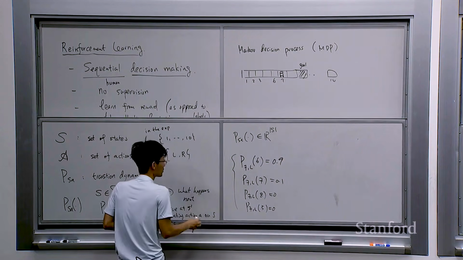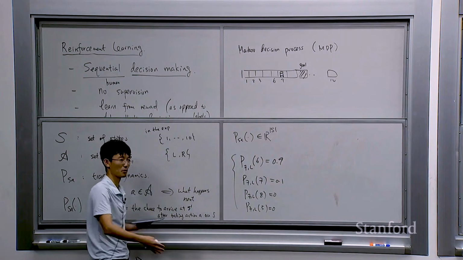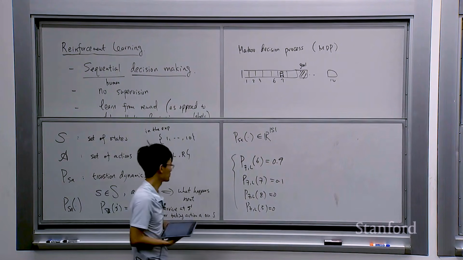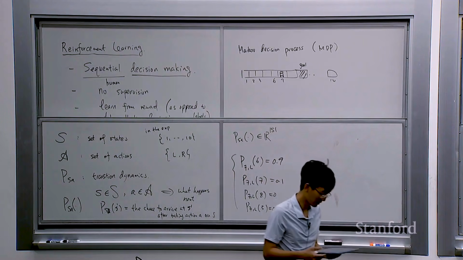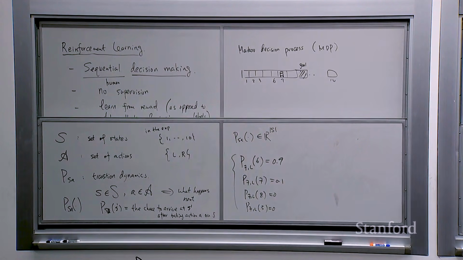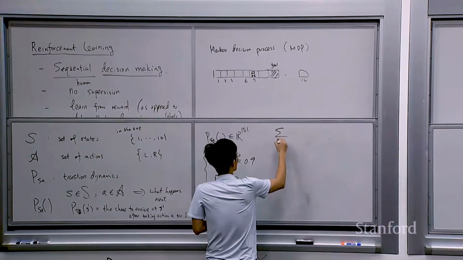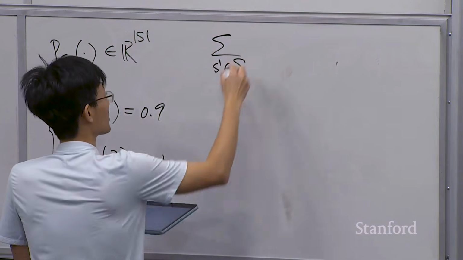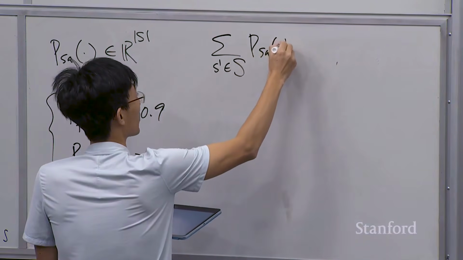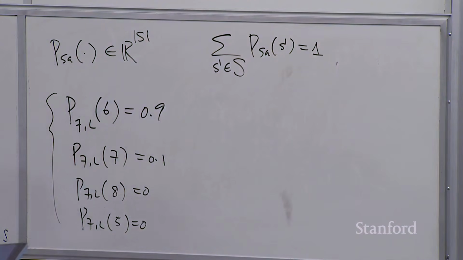Sorry. For every S, A, S prime, you have a probability number, and you normalize, and you have to make sure the sum of this is 1 for each fixed S and A. So basically the constraint is that the sum over all the S prime in the possible next states, PSA S prime, is equal to 1. This is a probability distribution.